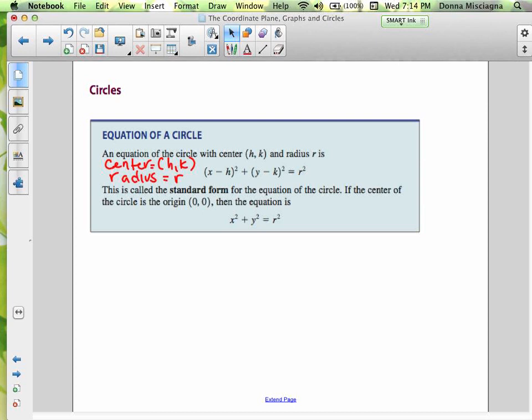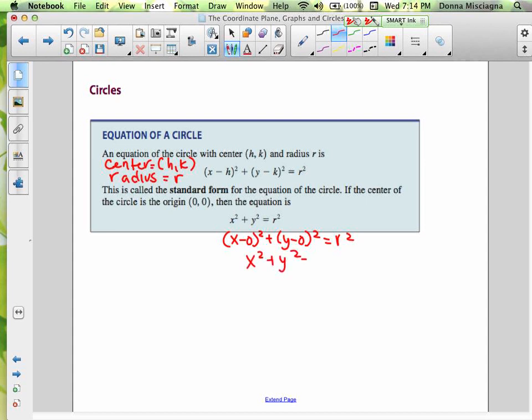If the center of the circle is the origin, then the equation is x^2 + y^2 = r^2. If we think about that, this would be (x - 0)^2 + (y - 0)^2 = r^2, but we don't really need the zeros in there. x^2 + y^2 = r^2, and that's where the equation comes from.